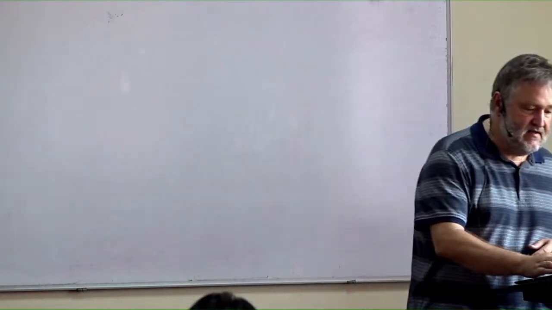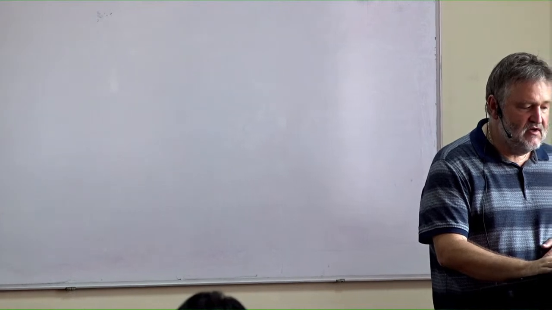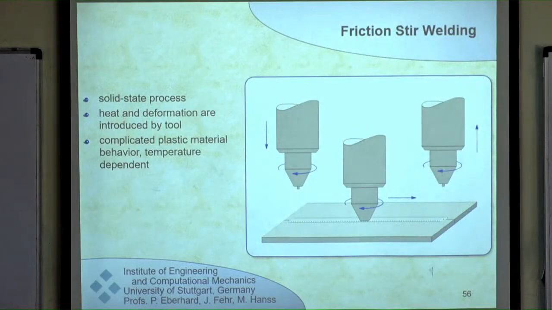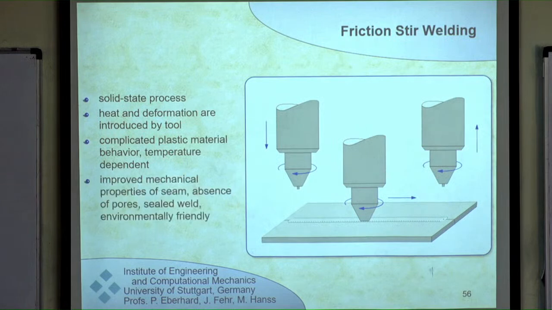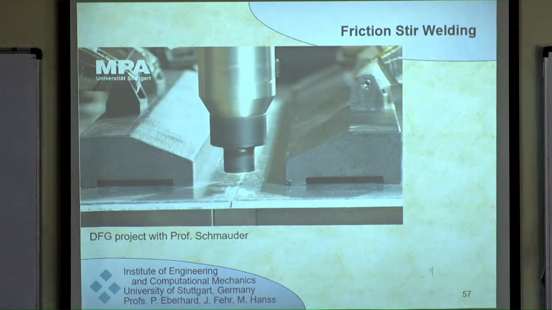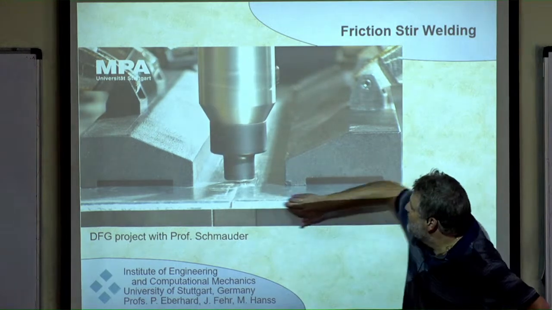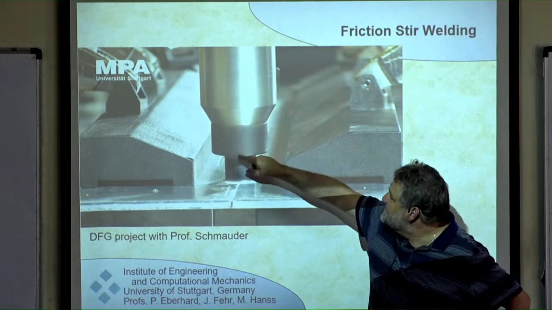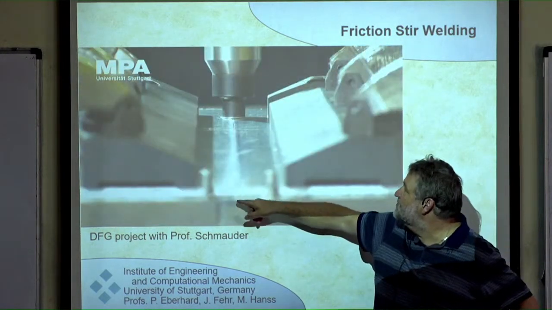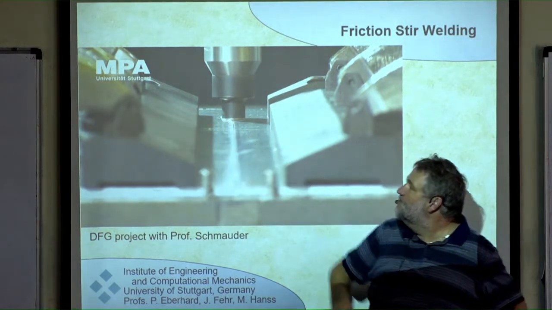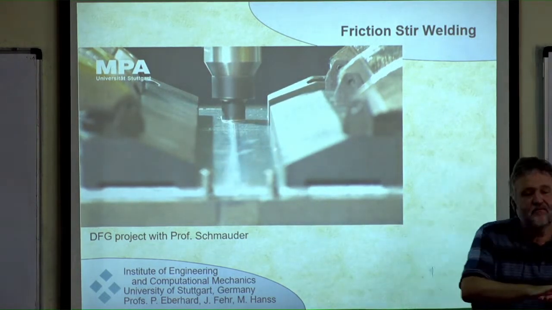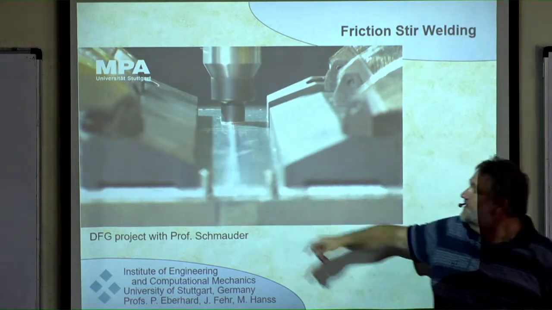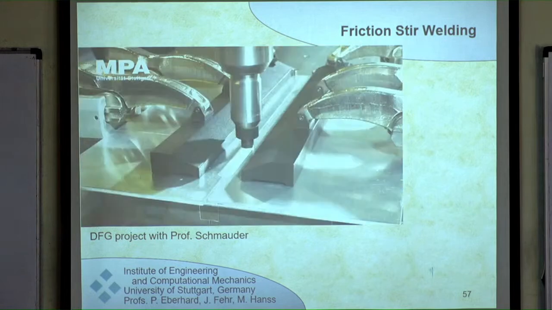And this works surprisingly. It's a very nice so-called solid state process, and there's a complicated material behavior, temperature dependent, of course, and I want to show you here how it looks. So here is the tool, you press it down. So here is one piece to join, here's the other piece. Now you have contact, you rotate this tool, energy is transferred, friction, and in this zone here, material is smeared into each other. And so now when all this is done here, you have a very, very nice, very high quality weld.